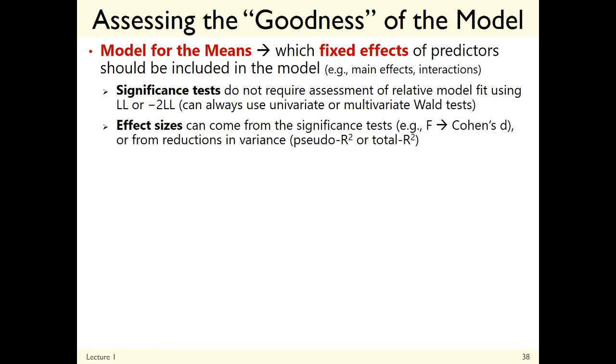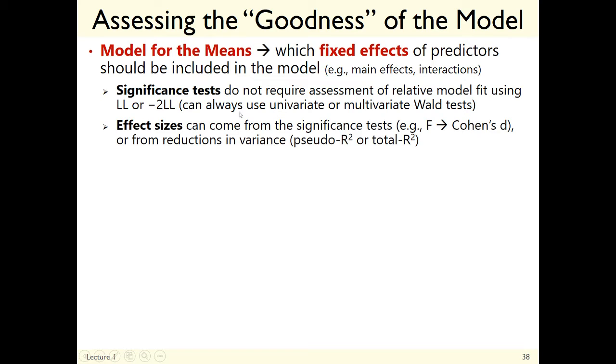So assessing the goodness of the model is the topic here. So the idea of how do you get measures of significance and effect size. And the answer depends on whether you're talking about the means model or the variance model. In other words, fixed effects or random effects. So model for the means is the fixed effects, so the effects of predictors that everybody shares. So significance tests do not require any kind of log likelihood comparison. If you have a fixed effect, you can stare at the p-value that shows up on the output. And that is known as a Wald test. You can get univariate or multivariate versions. The next slide will go over what those mean.